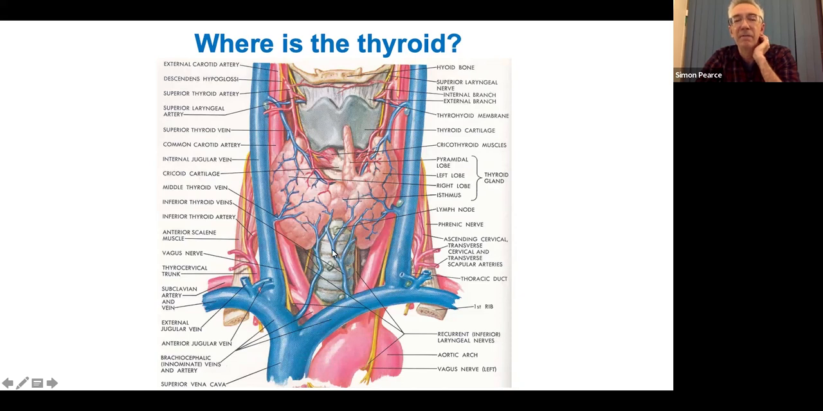And it's closely wrapped around this grey thing here, which is your windpipe, the trachea. And then this thing above it, that's your Adam's apple. And then these are the carotid arteries, which kind of run behind the lobes. So that's where the thyroid is. It's really at the bottom of your neck, between the Adam's apple and the top of your chest, just in there.